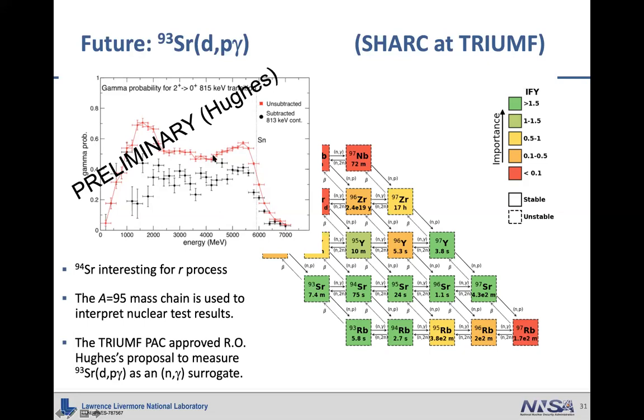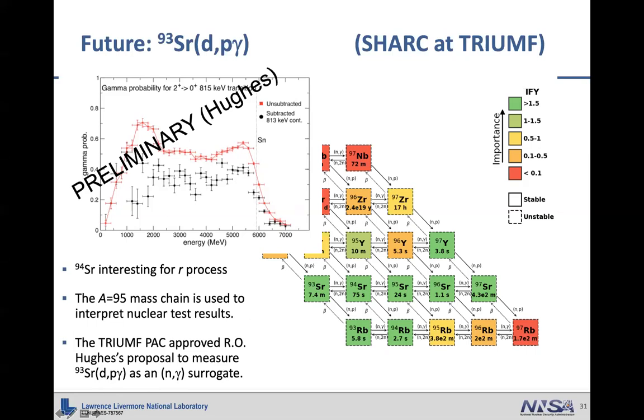The data is a little bit worse quality than the one I showed you before, but that's because the statistics are lower. They ran a radioactive ion beam for about a day and a half, I think, and I ran my experiment for 5 days. So the statistics are a little bit different. But still, the gamma ray emission probabilities look similar, and Richard is working to constrain the cross-section for n gamma here. He's also proposed a follow-on measurement for strontium-93 d,p, which is interesting for the r process, and the TRIUMF PAC has approved that measurement.